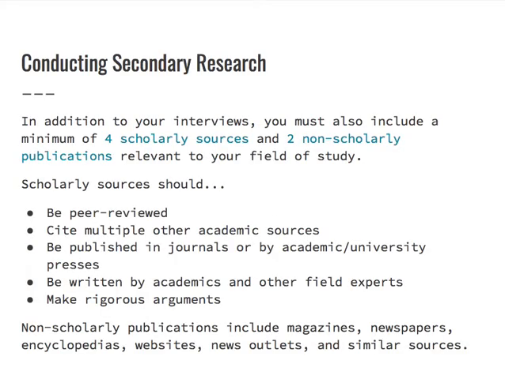In addition to interviews, students must also include a minimum of 4 scholarly sources and 2 non-scholarly publications that are relevant to their field of study. Scholarly sources should be peer-reviewed, cite multiple other academic sources, be published in journals or by academic university presses, be written by academics and other field experts, and make rigorous arguments. Non-scholarly publications include magazines, newspapers, encyclopedias, websites, news outlets, and similar sources. The FSU library modules are a great resource for getting started with secondary research.